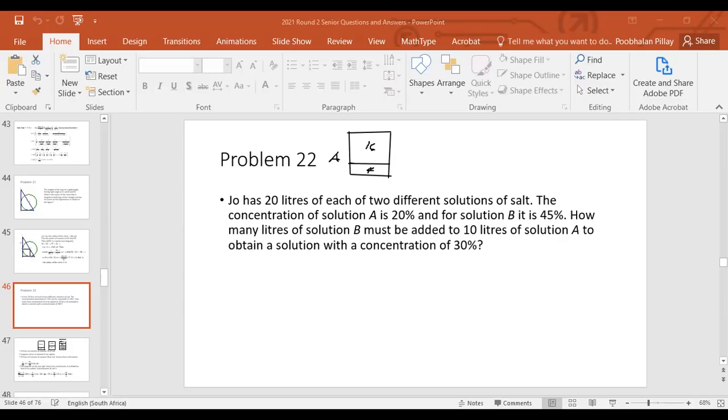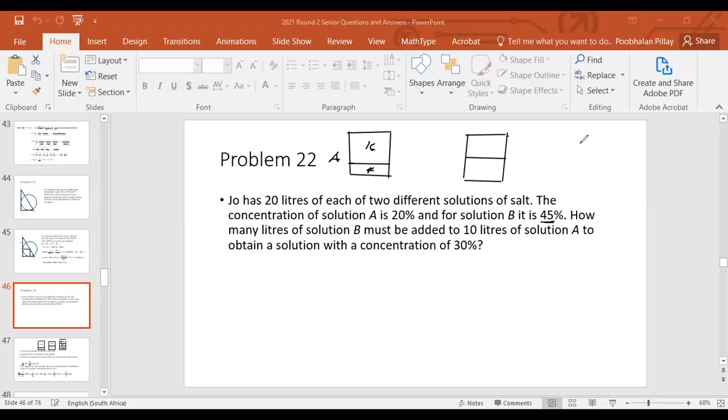Now container B has also got 20 liters, because Joe has 2 different solutions. Let's examine what's going on here. If you look further down, you see that the solution of salt has got 45% in it. This is much more salt. The solution B has got 45%.